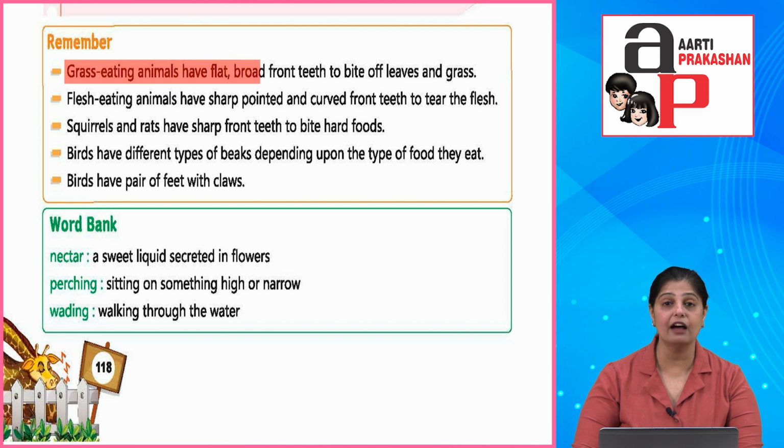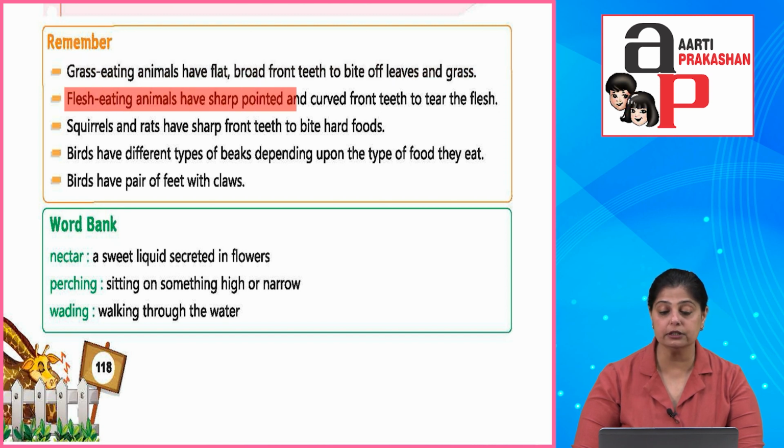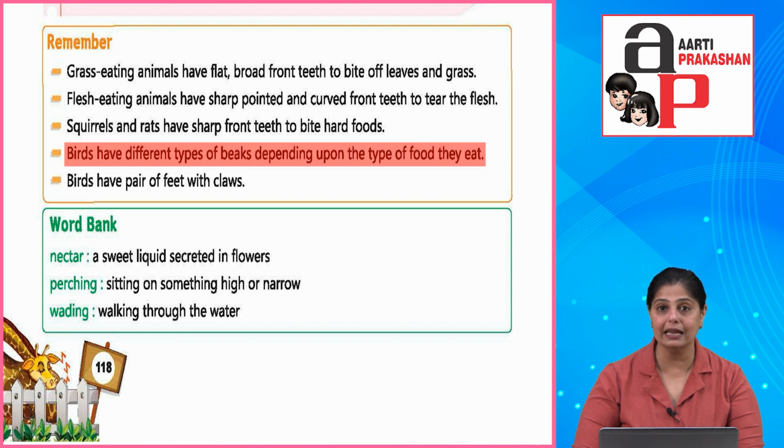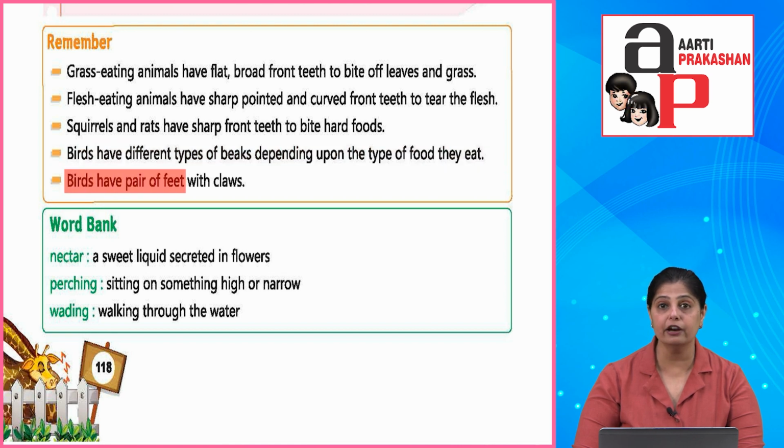grass-eating animals have flat, broad front teeth to bite off leaves and grass. Flesh-eating animals have sharp pointed and curved front teeth to tear the flesh. Squirrels and rats have sharp front teeth to bite hard foods. Birds have different types of beaks depending upon the type of food they eat. Birds have a pair of feet with claws.